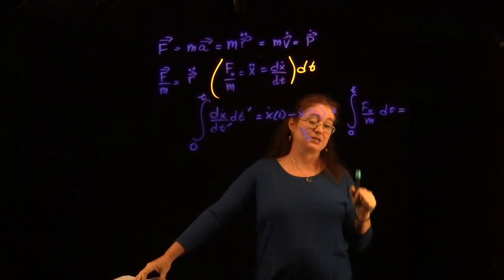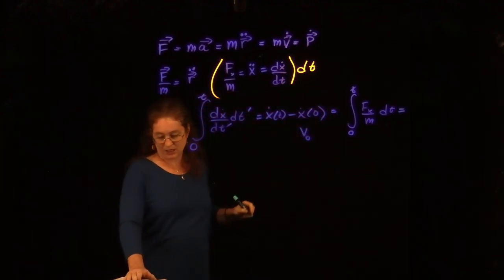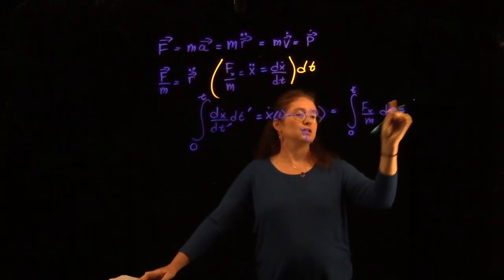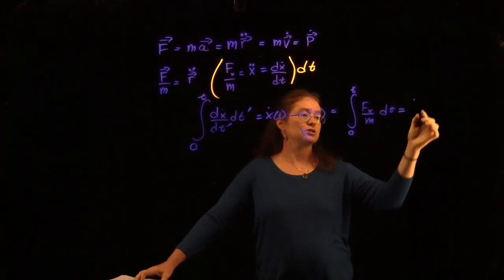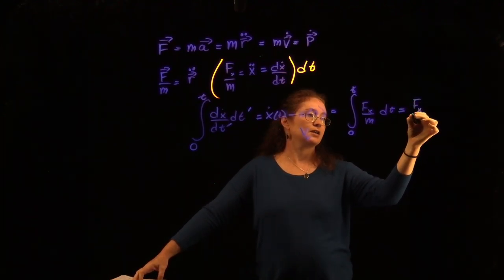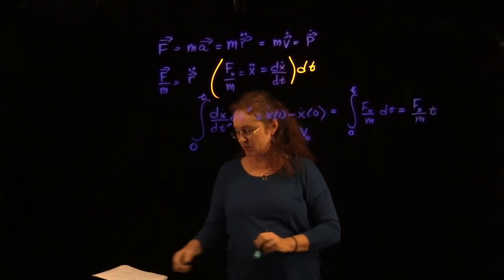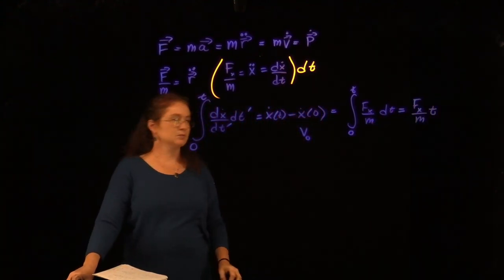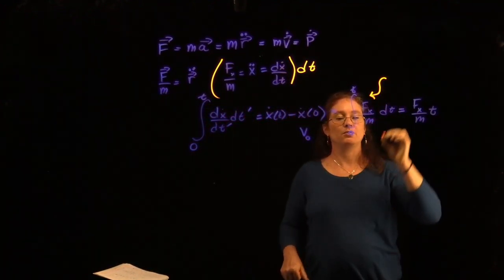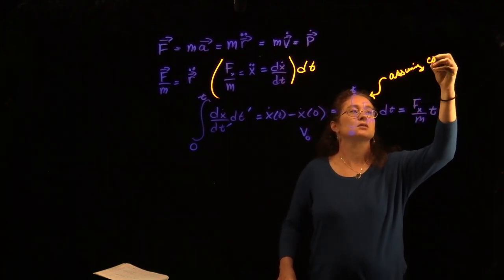Okay, so then if this is a constant, this is nice and easy. You've covered the case when this is constant, even if you don't realize it yet. So I integrate here, and if I put in t equals 0, then that term goes to 0, and I get Fx over m times t. So here, because I want to be explicit about my assumptions, I am assuming this is constant.